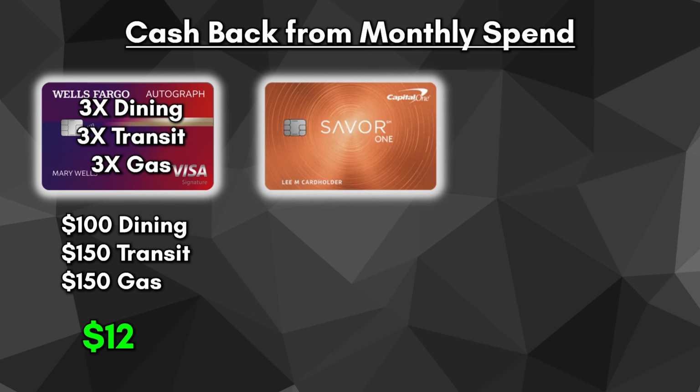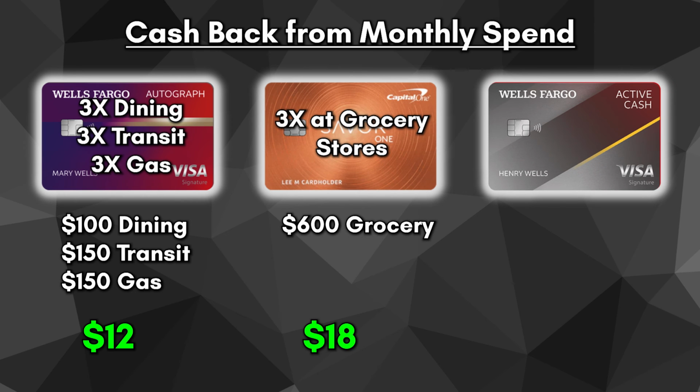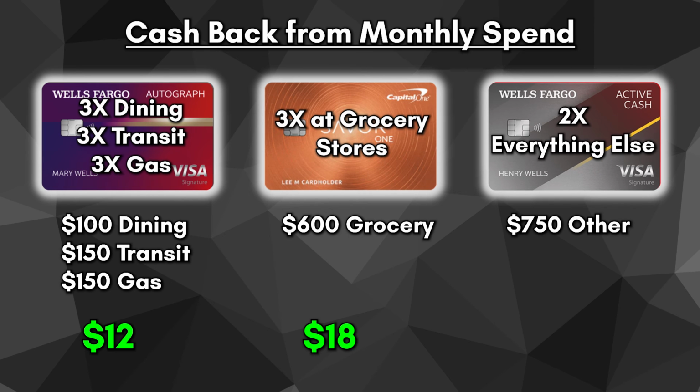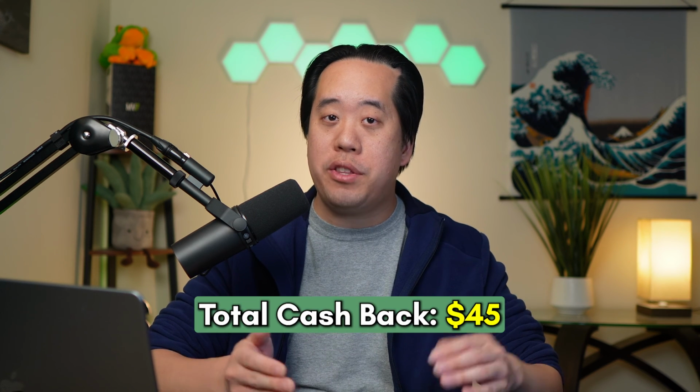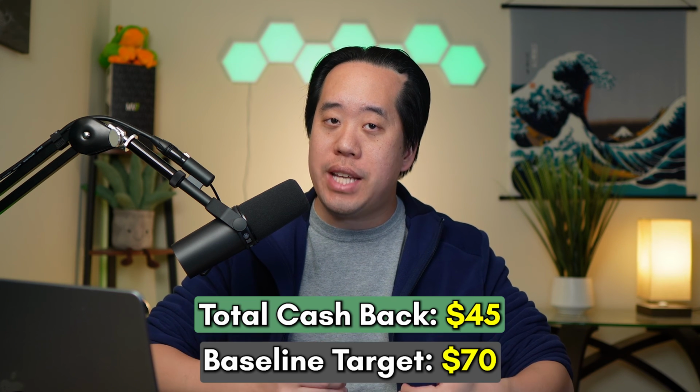On the Capital One Saver One card, we earned 3x points back on our $600 of grocery purchases, which totals $18 in cash back. And on the Wells Fargo Active Cash card, we earned 2x points back on $750 in our Everything Else category, getting us $15 in cash back. So in total, with this setup, we earned $45 of cash back this month, which falls very short of our cash back target of $70 that we established earlier.